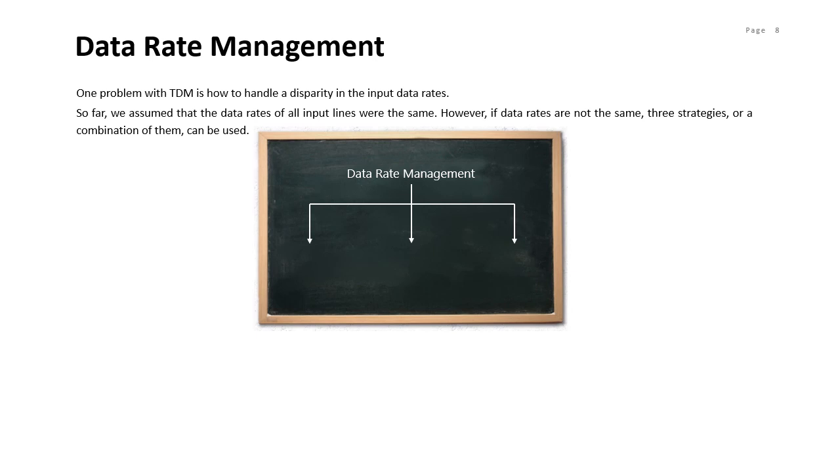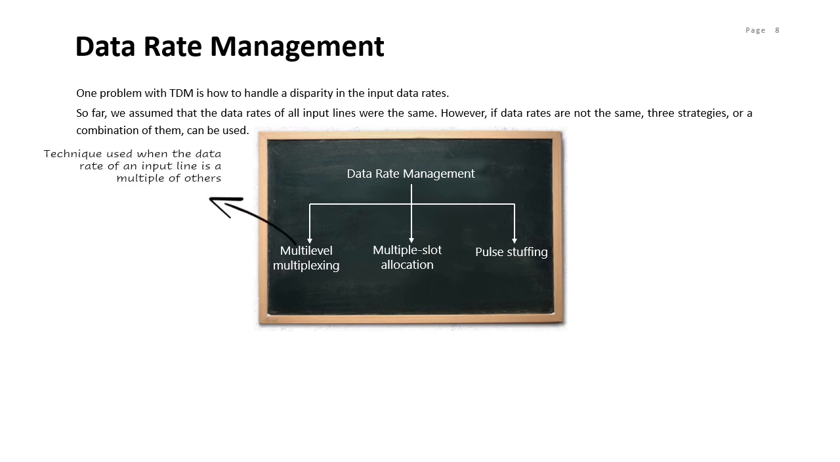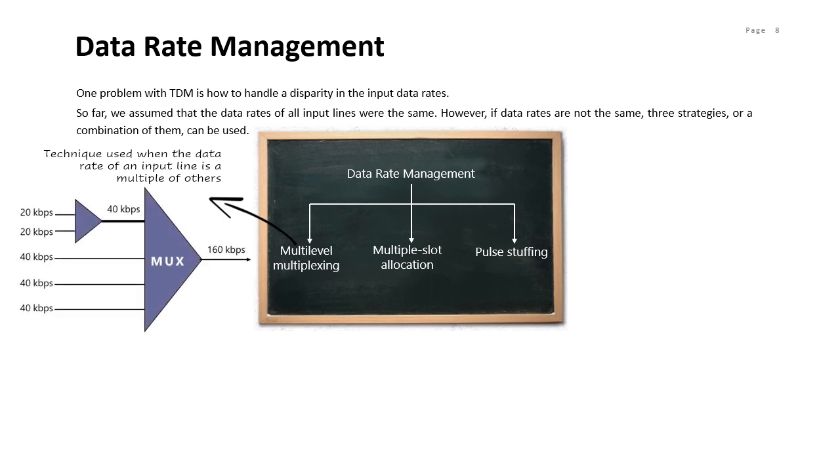The 3 strategies that can be used to overcome the data rate mismatch are called multi-level multiplexing, multiple slot allocation, and pulse stuffing. Multi-level multiplexing is a technique used when the data rates of the input links are multiples of each other. For example, in the figure on the left here, we have 2 inputs of 20 kilobit per second and 3 inputs of 40 kilobit per second. The first two input lines can be multiplexed together to provide a data rate equal to the last 3. A second level of multiplexing can create an output of 160 kilobit per second.